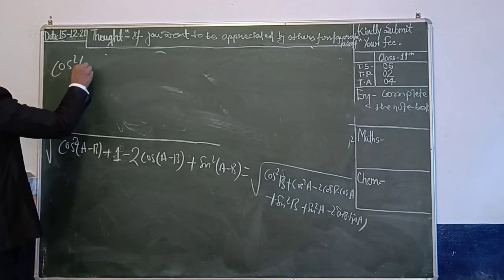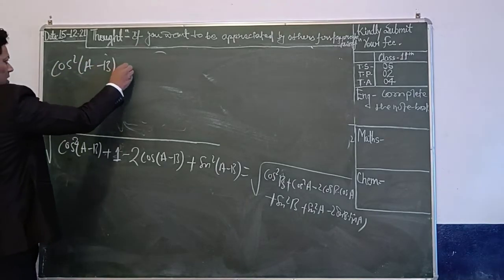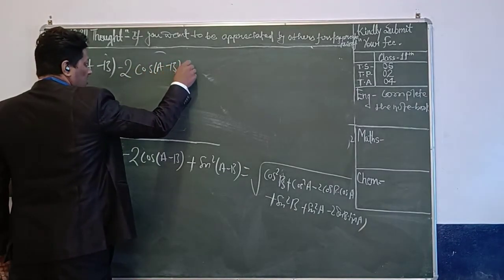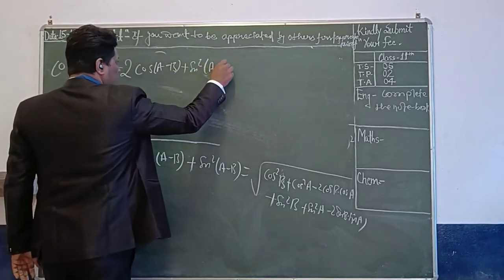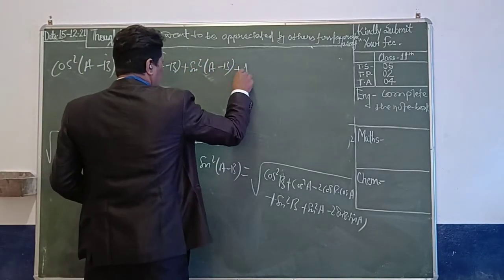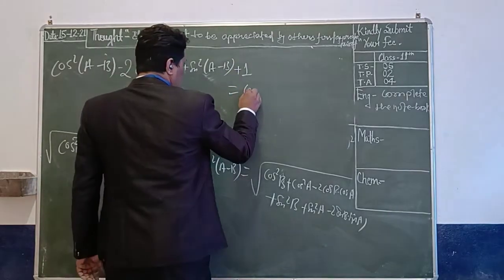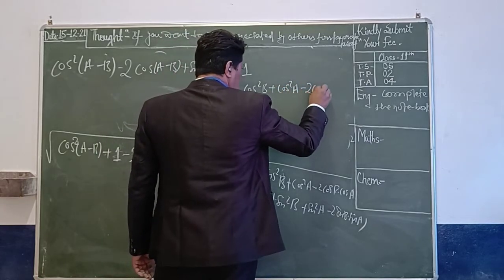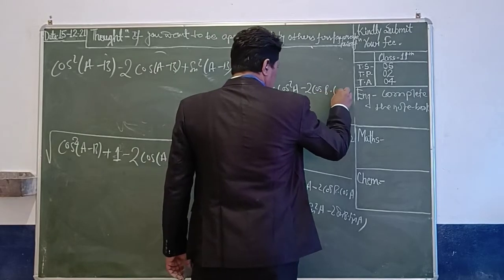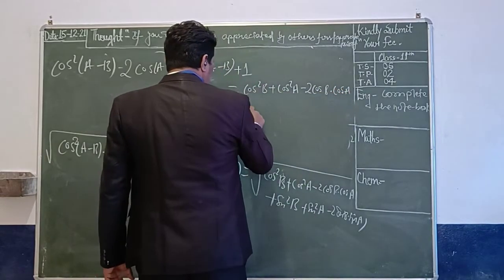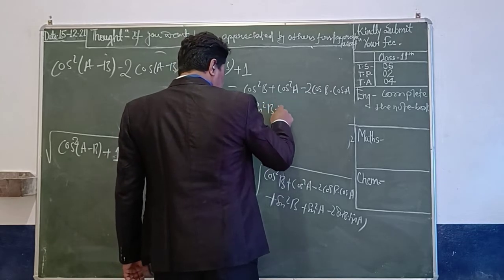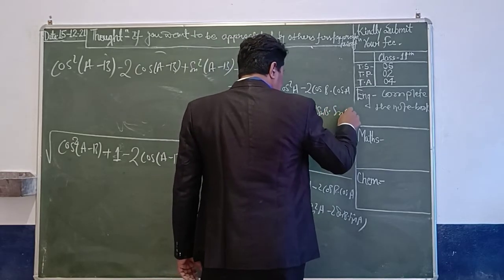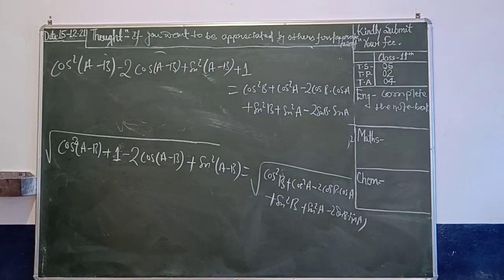We have cos square A minus B minus 2 cos A minus B plus sin square A minus B plus 1 is equal to cos square B plus cos square A minus 2 cos B into cos A plus sin square B. Any problem at this point?